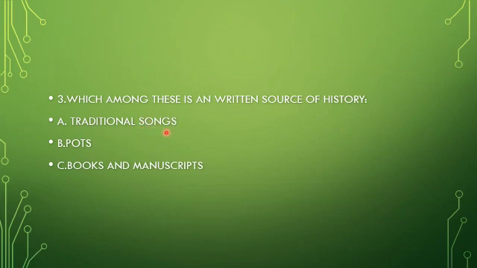Now the traditional songs are actually oral sources of history. Pots are a kind of material source because it's an object. Now here the third option, books and manuscripts, they are in written form. Therefore the third answer, books and manuscripts, is your right answer. It is one of the written sources of history.